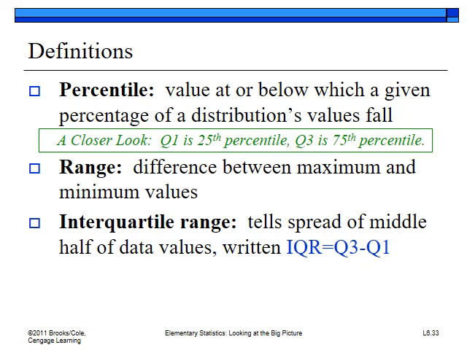Finally, the interquartile range is the spread of the middle half of the data values. In other words, it's the 75th percentile, or the third quartile, minus the 25th percentile, or the first quartile. We'll abbreviate that using the letters IQR.